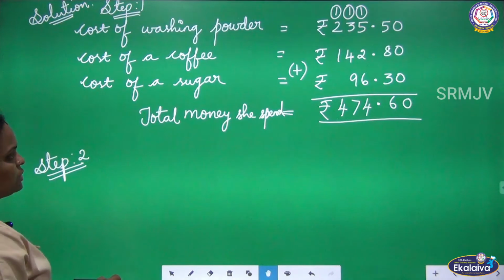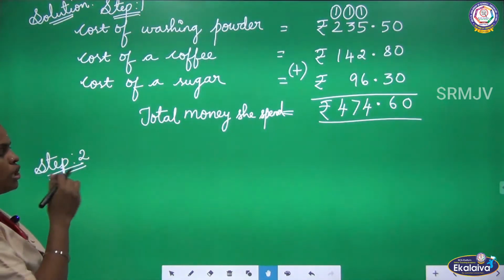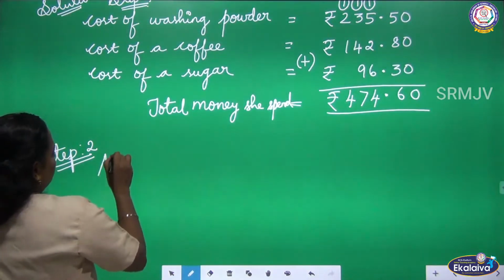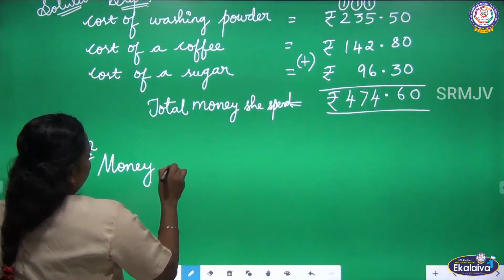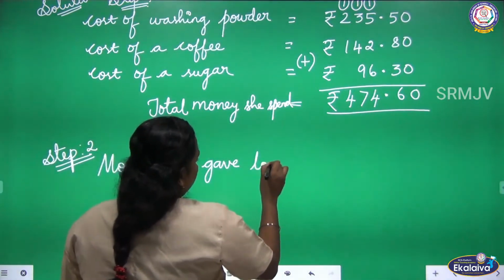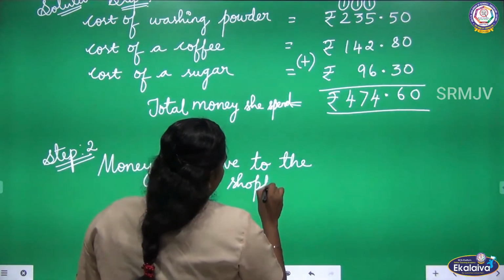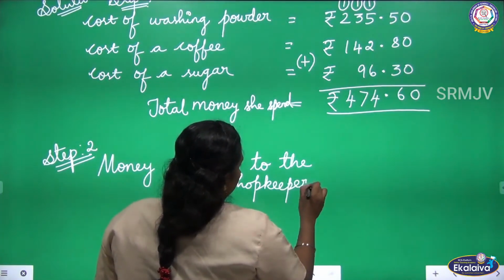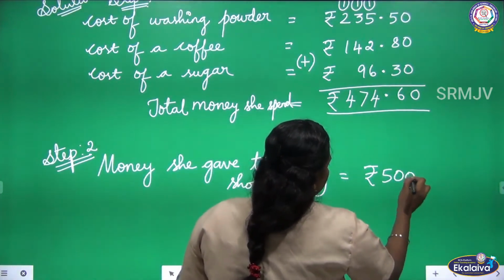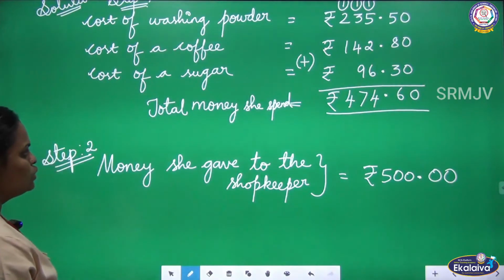So total money she spent is 474 rupees 60 paise. How much did she give to the shopkeeper? So money she gave to the shopkeeper is, how much she gave? 500 rupees. So you write rupees 500. See, only 500 rupees. Here they didn't give paise. For paise you can write 00.